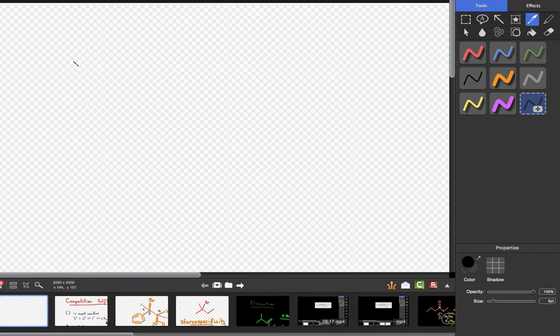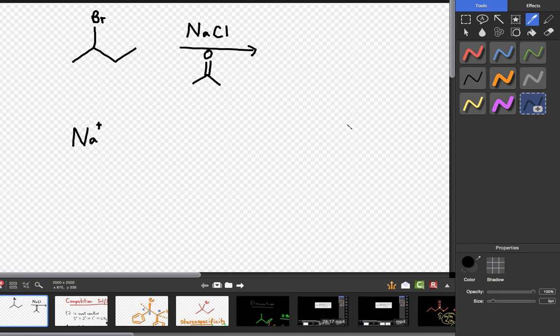Let's say for a moment that we are reacting 2-bromobutane with NaCl. Very weak base, by the way, so E2 is out of the mix. E1 is definitely out of the mix. So is it Sn1 or is it Sn2? It is the acetone solvent that will ultimately make this determination. So I have Na plus and I have Cl minus throughout solution.